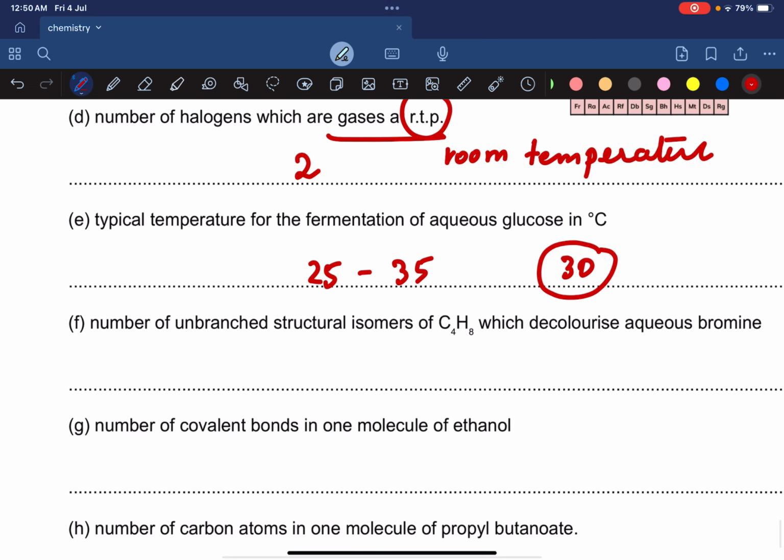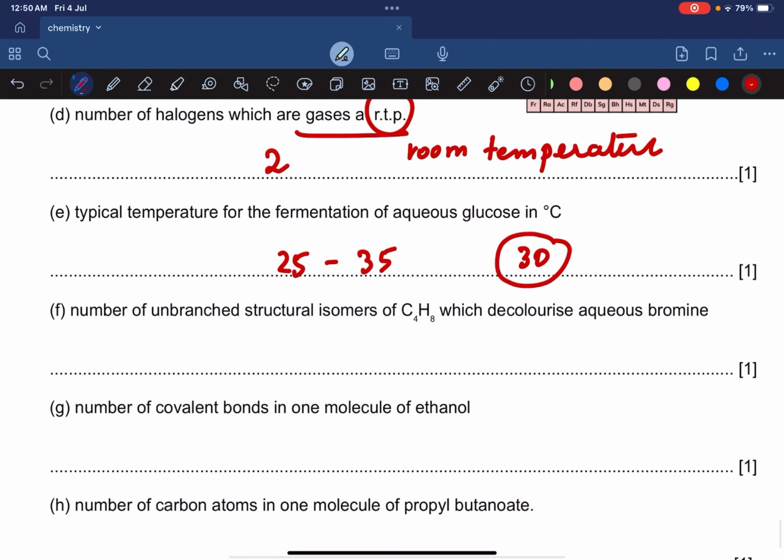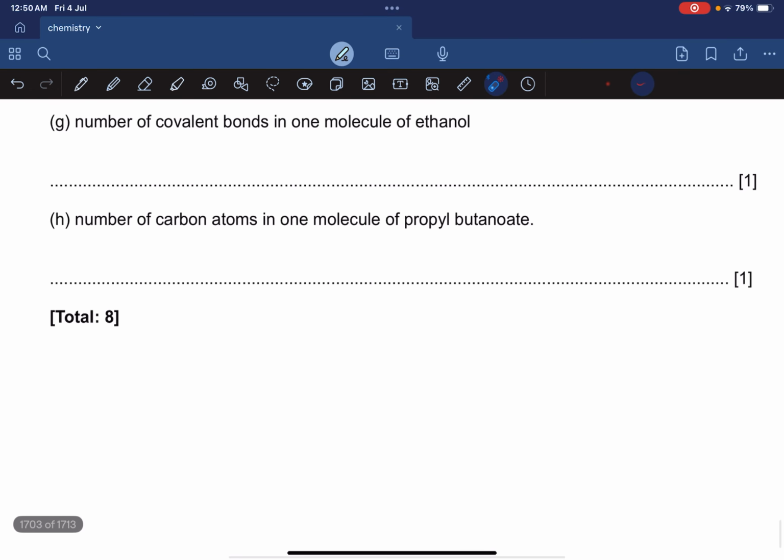Okay, number of unbranched structural isomers of C4H8 which decolorize aqueous bromine. Now there are two parts to it. Firstly, we have to find the number of unbranched isomers of C4H8, and the second thing we have to be careful about is that it should decolorize aqueous bromine. That means it should not be an alkane, it should be an alkene. Now let's draw the number of unbranched isomers of C4H8.